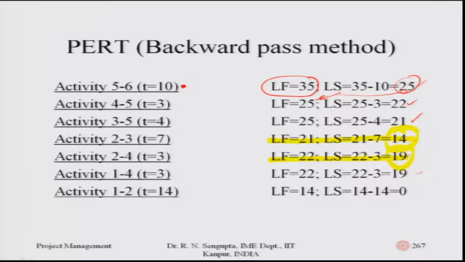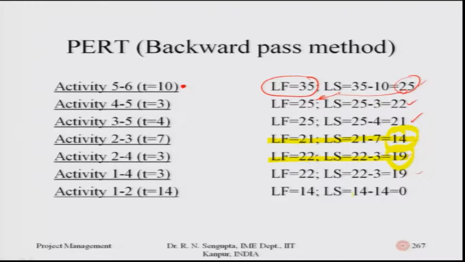Now, if it is 14 and 19, I want to ask myself what would be the late finish for 1-2. If I am considering the late finish for 1-2, considering that 2-3 and 2-4 can start, you will see automatically the late finish, if I am going by the backward pass method, would be 14, such that the late start would exactly match day 0, based on the fact of when the set of activities for the whole project should start.